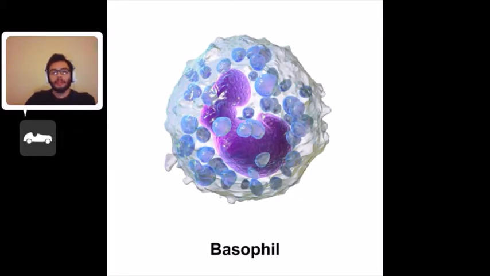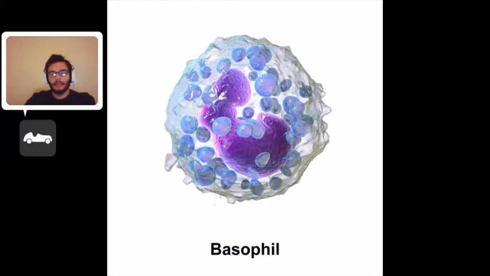The reason that the body would use basophils is that parasites are generally too large to be phagocytosed or ingested by neutrophils or macrophages. So these basophils are white blood cells which are called granulocytes because they contain granules in them which hold chemicals. And these granules are released in the event of a parasitic infection to be detected in the body.